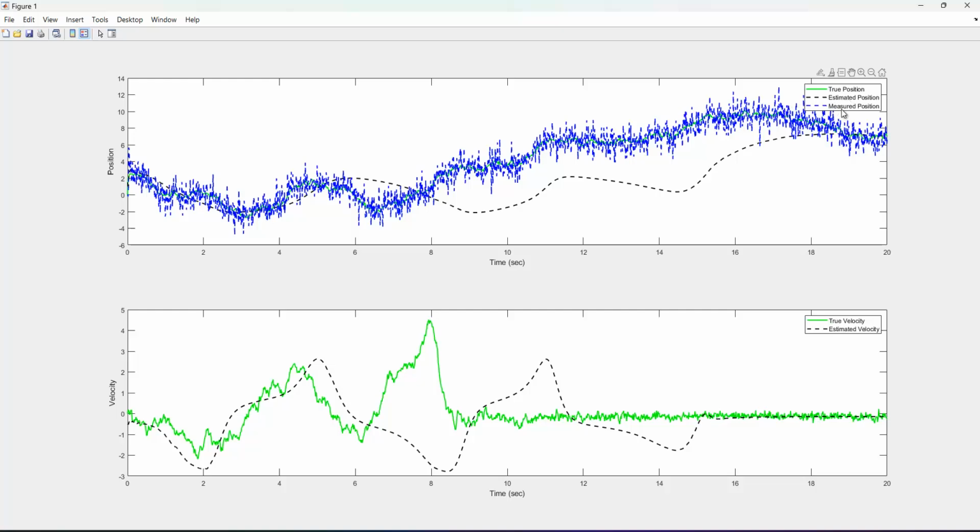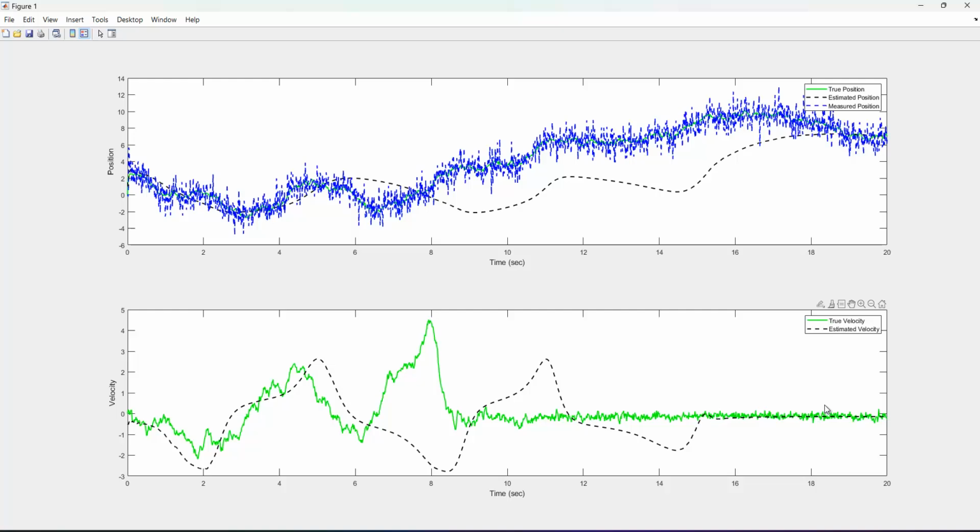Just see that under the measurement noise, the estimated position is given here just like this one, and the true state values of these terms are given in this form. The measured position is given on this plot. And the true velocity and the estimated velocity values are given in this case.